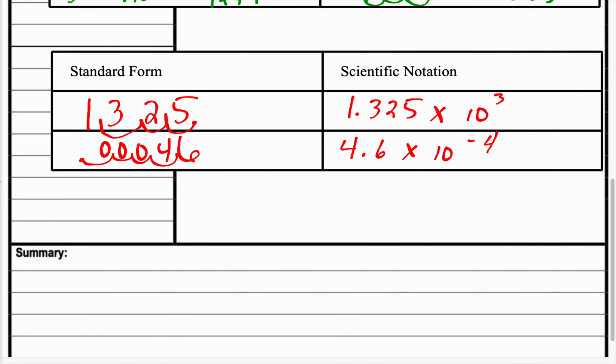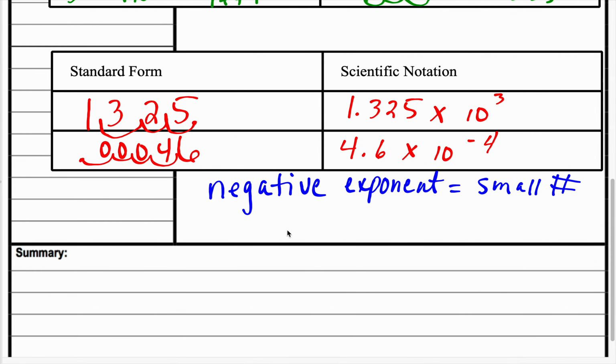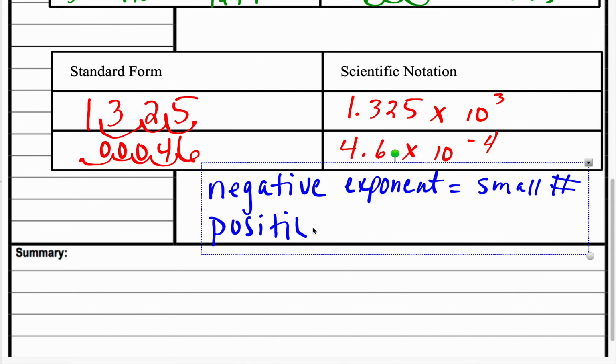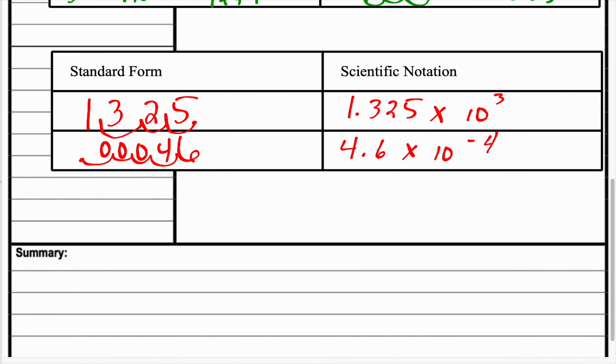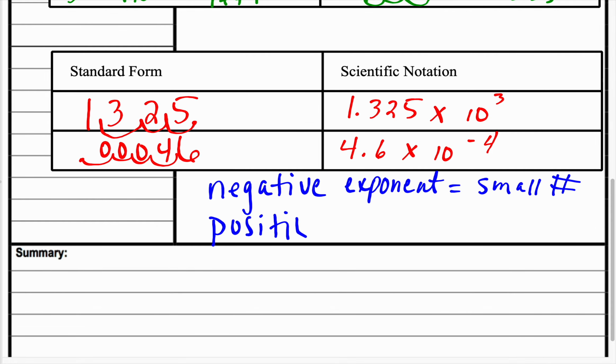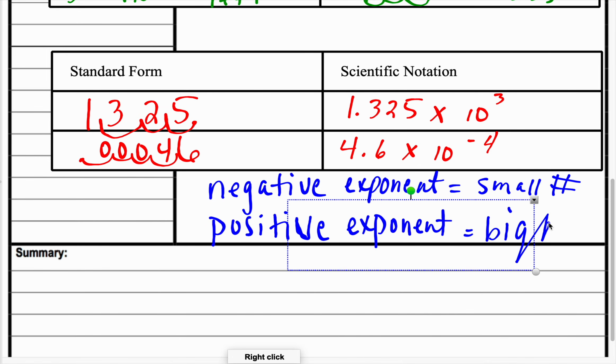So now we're going to write a little note here, and you should be writing this down too. When we have a negative exponent written in scientific notation, that means we are dealing with a small number. And when we are dealing with a positive exponent, that means we're dealing with a big number. This marker is not working very good here today. So negative exponent, small number; positive exponent means big number.